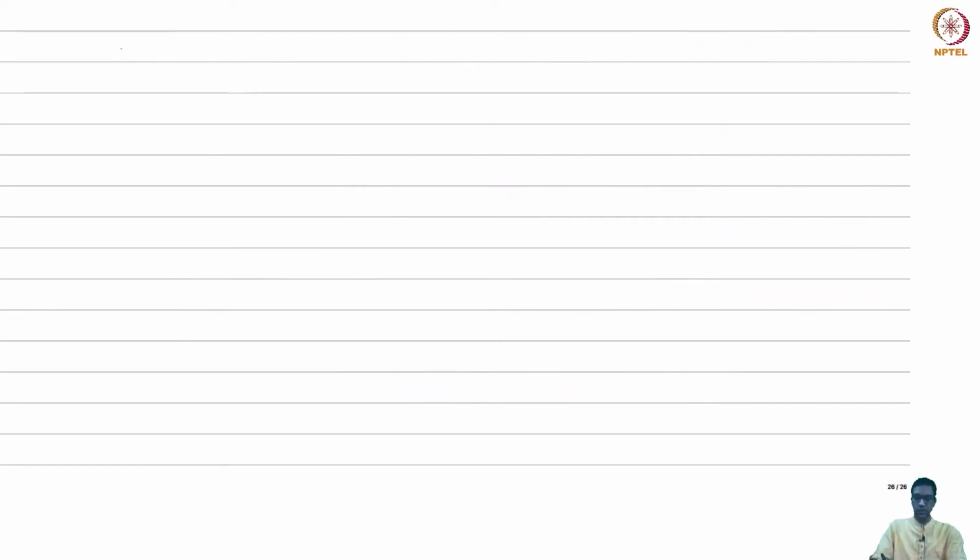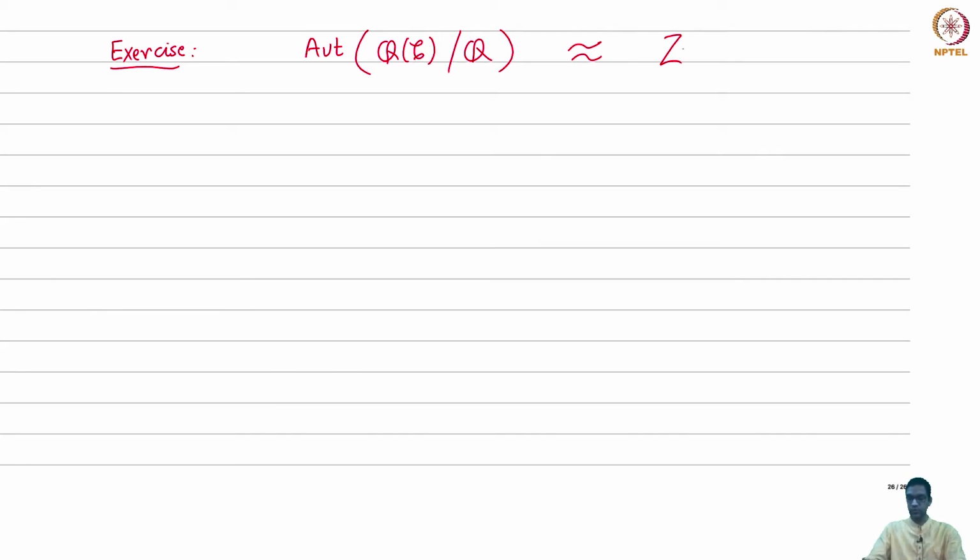So now it's an easy exercise from all that we have said. So observe that the Galois group, the group of automorphisms, is nothing but this group z mod nz star.